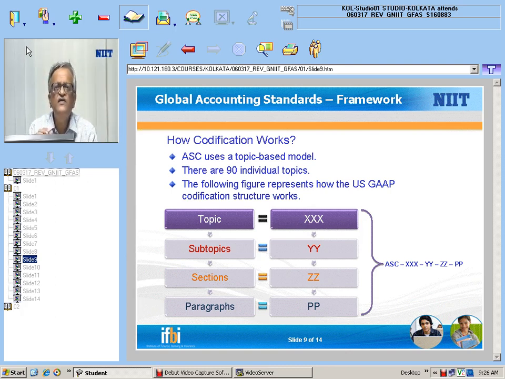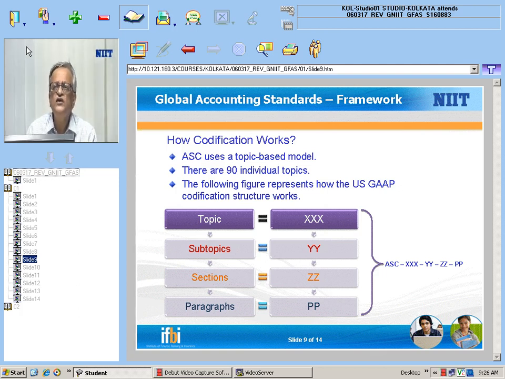By means of coding, one topic is identified. Once the topic is identified, the subtopic is identified. Once the subtopic is identified, the section is identified. In this way, the codification structure works. So at present, we have this accounting structure codification, which is divided into four parts: topic, 3 digits, subtopic, 2 digits, section, 2 digits, paragraph, 2 digits.